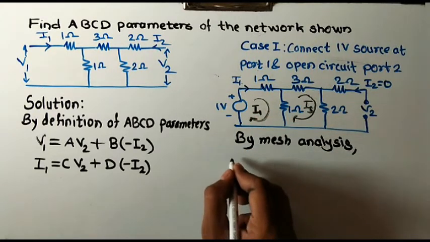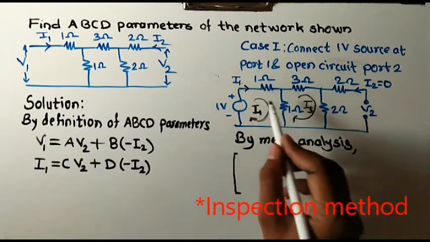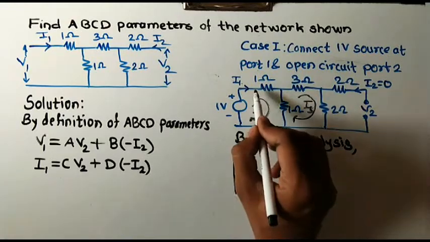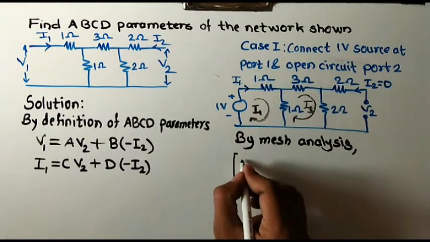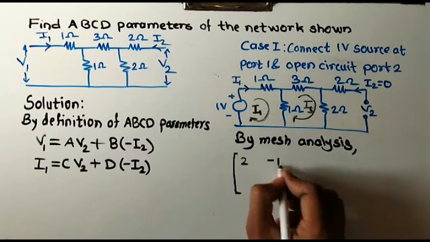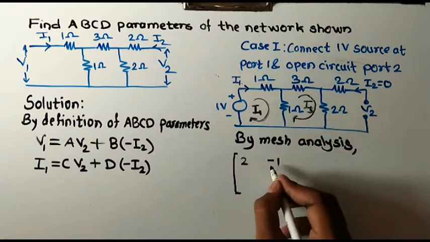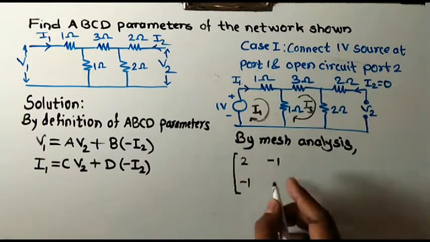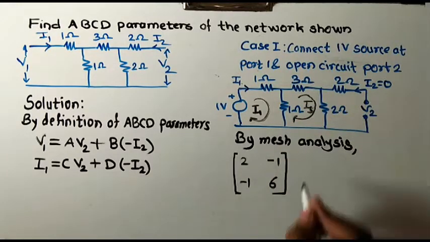Now if we apply mesh analysis here, I will directly use analytical method here. By mesh analysis, it is only having 2 currents, I1 and I3, and therefore the addition of all the resistances in mesh 1 is 1 plus 1, that is 2. Then the common resistance is 1 ohm, and these 2 currents are opposite to each other, therefore it is minus I1. The minus I1 will repeat here, and addition of all these resistances is nothing but 6, that is 3 plus 1 plus 2.